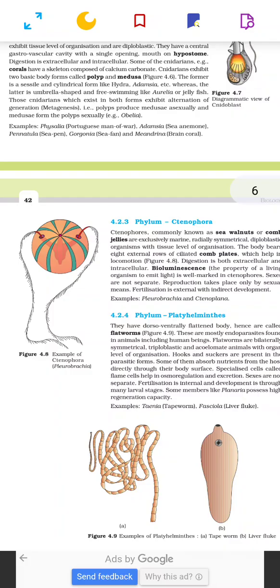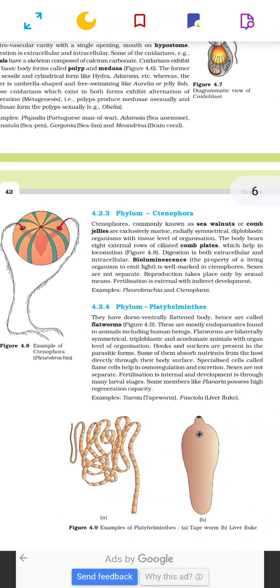Phylum Platyhelminthes 4.2.4. They have a dorso-ventrally flattened body and hence are called flatworms. These are mostly endoparasites found in animals including human beings. Flatworms are bilaterally symmetrical, triploblastic and acoelomate animals with organ level of organization. Hooks and suckers are present in the parasitic forms. Some of them absorb nutrients from the host directly through their body surface.